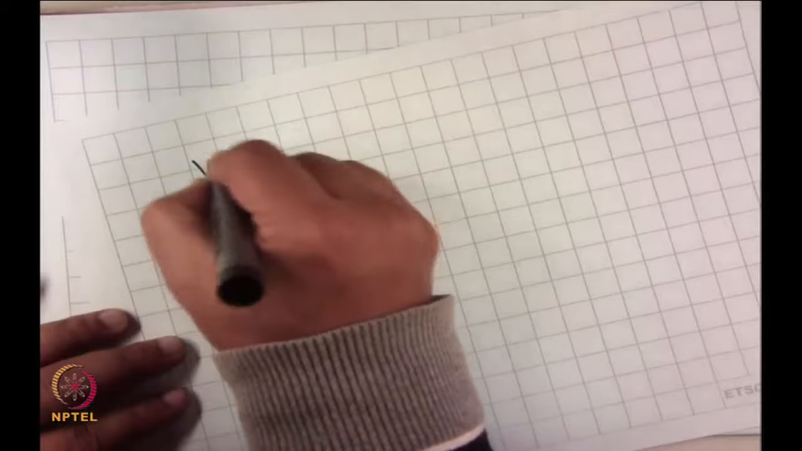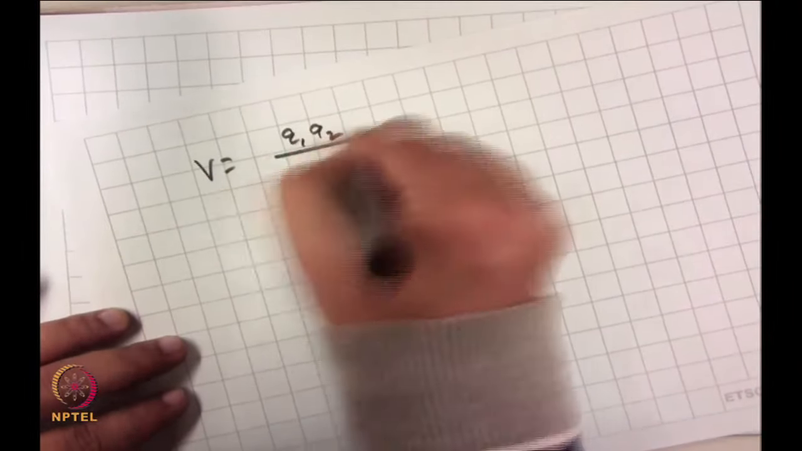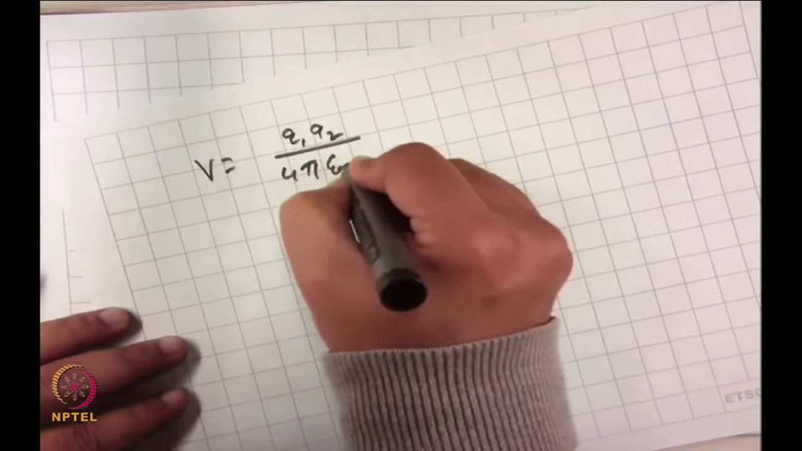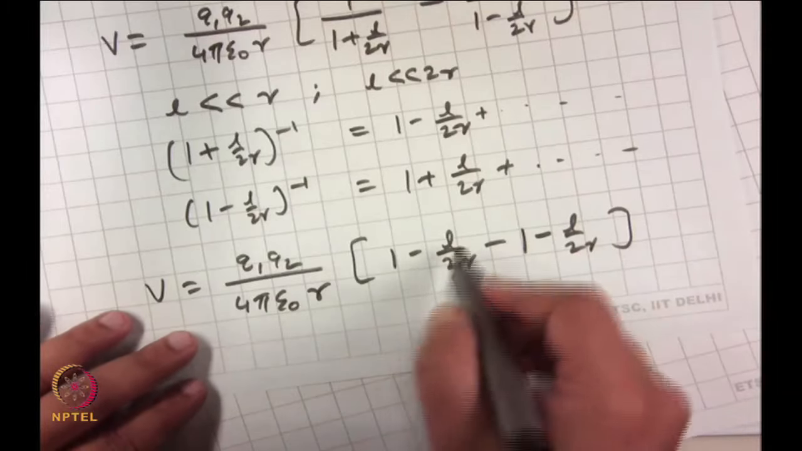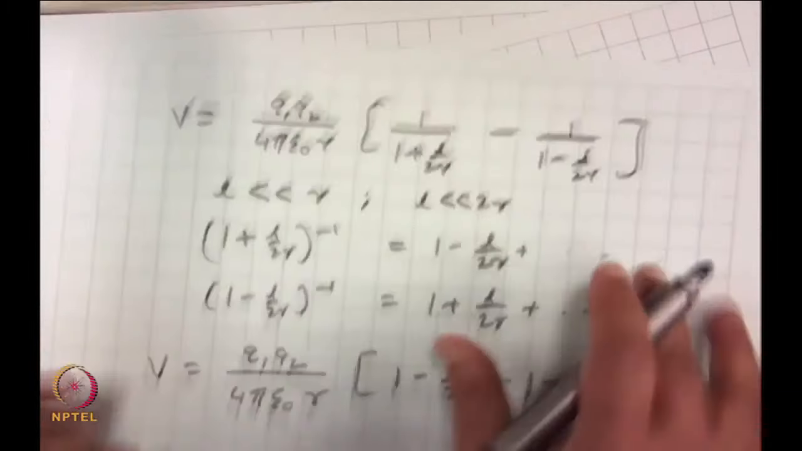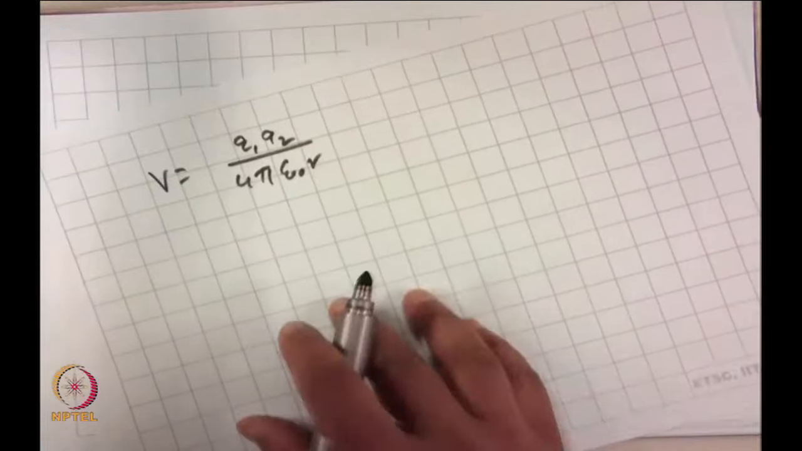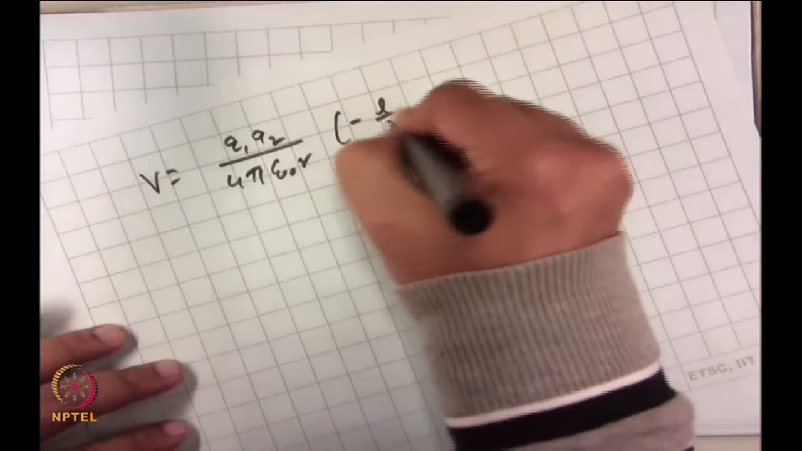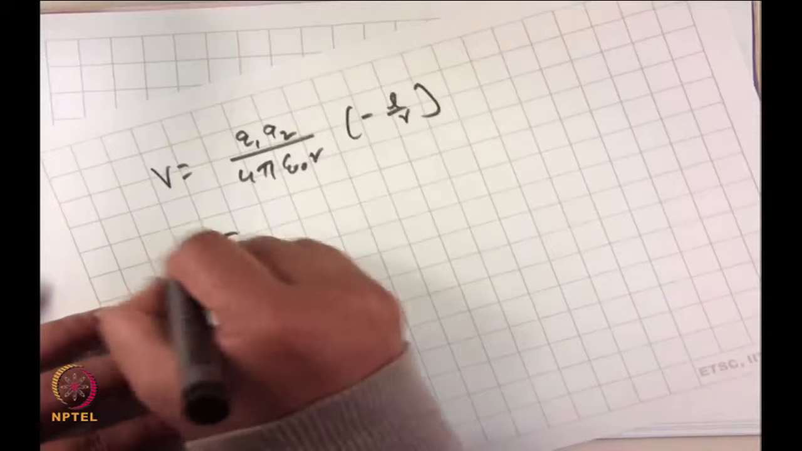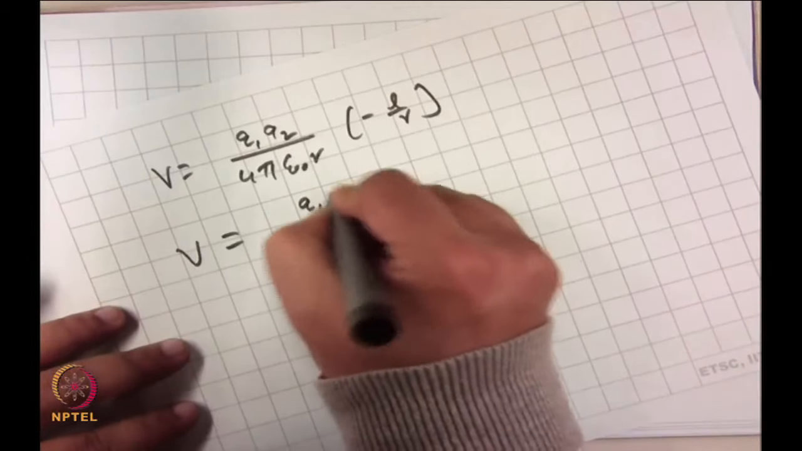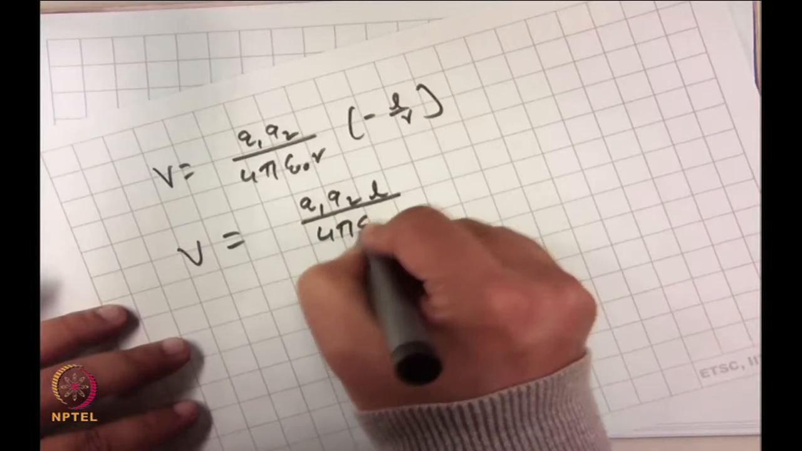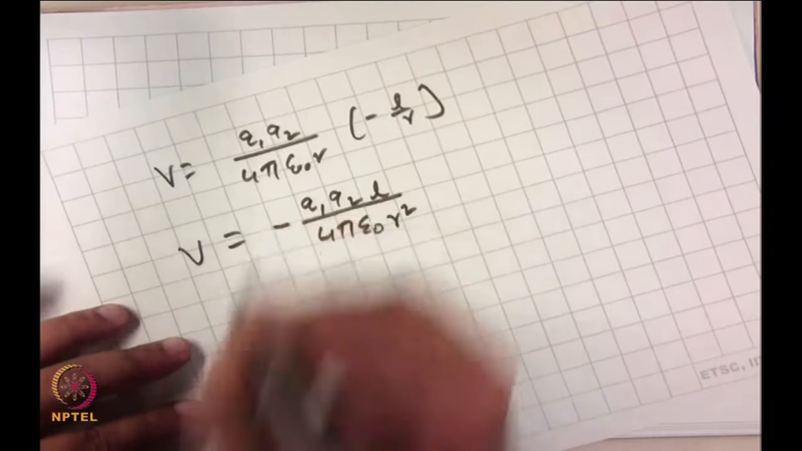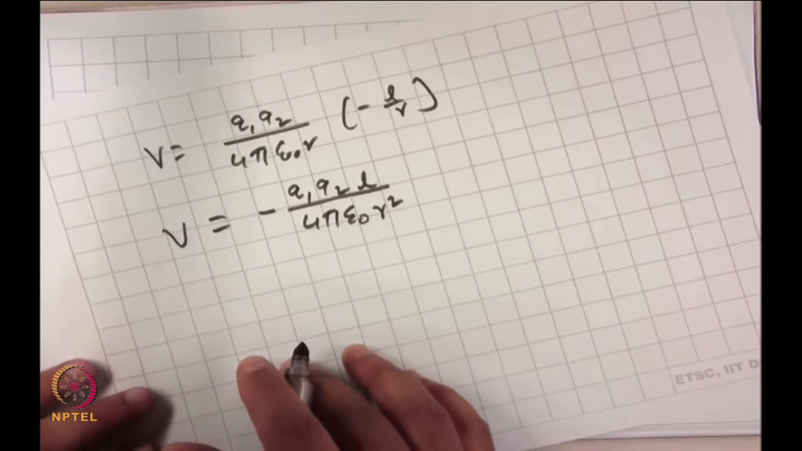So, that means V is equal to q1 q2 by 4 pi epsilon 0 R. The 1 cancels, right? The 1 cancels and we are left with minus 2L over 2R. So, essentially L by R, minus L by R. So, I have out here minus L by R, which now comes to be q1 q2 L over 4 pi epsilon 0 R squared with a negative sign. Okay.